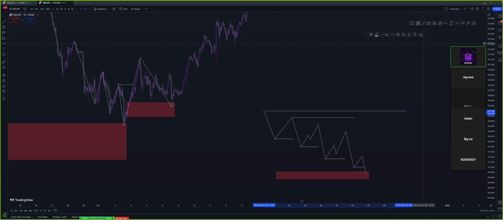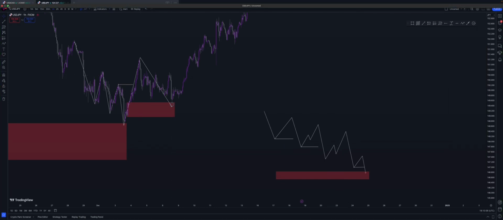Once I have a daily demand or a 4-hour demand or supply, any of the two, once price mitigates this level, and then I drop to the 15 minutes and see that price has given me a change of character, that's the best time to enter for that buys or the best time to enter for that sells. Now, let me show you guys an example.